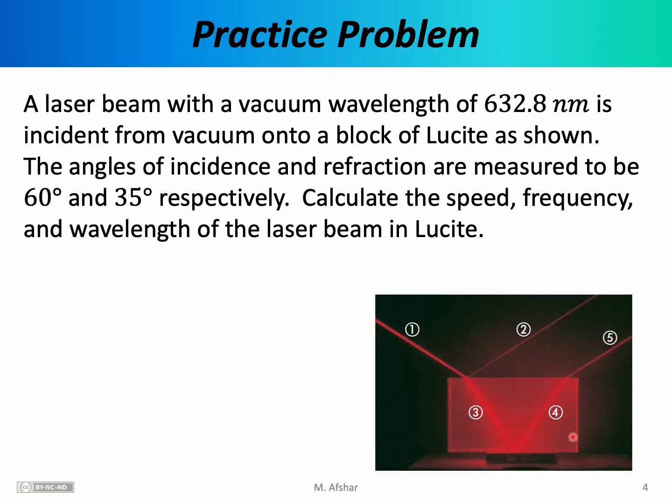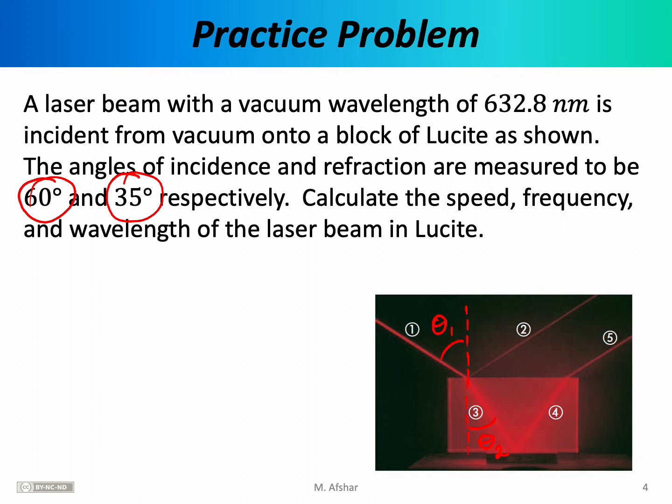So the situation is shown here. We have a rectangular block of lucite, and we have an incident beam which we've labeled as beam 1. The angle of incidence would be measured relative to the normal to the surface. So this would be the angle of incidence, which we can call theta 1, and that's given to us as 60 degrees. The angle of transmission or the angle of refraction would be this angle, which we can label as theta 2, and that's also given to us. It is 35 degrees. Based on just this information, calculate the speed, frequency, and the wavelength of the laser beam inside lucite.